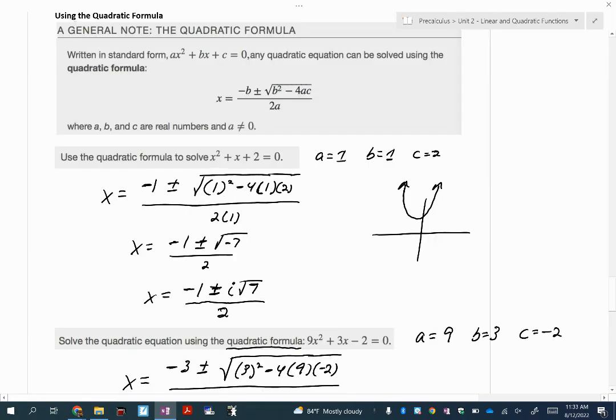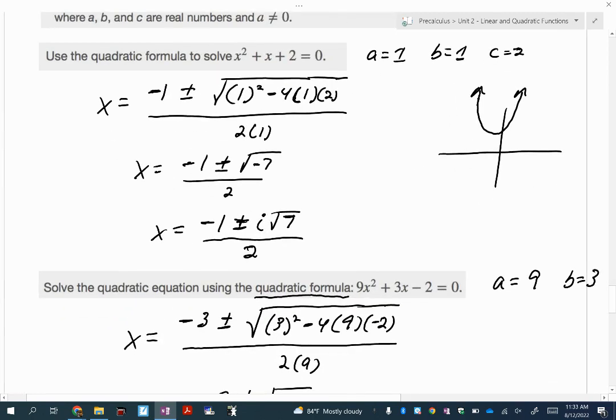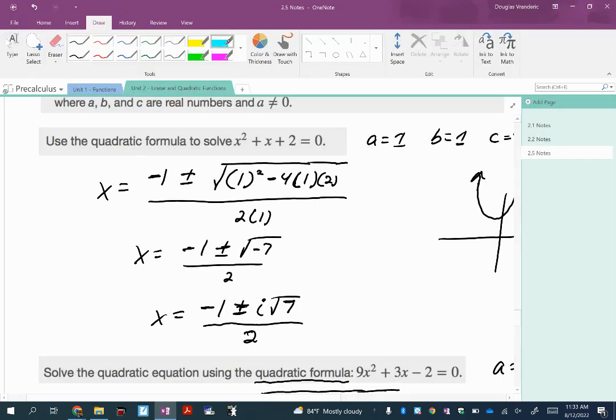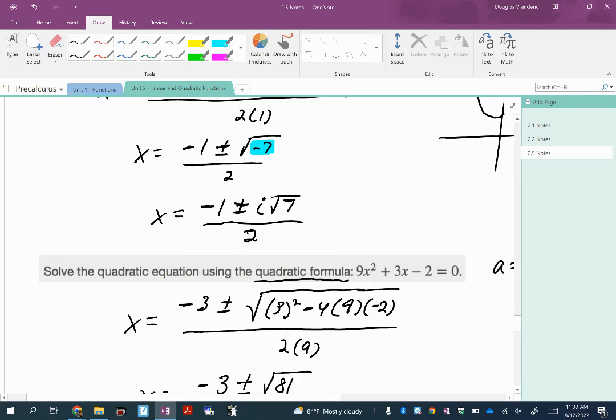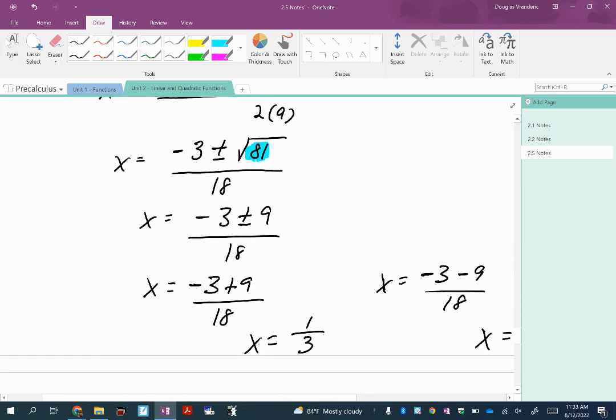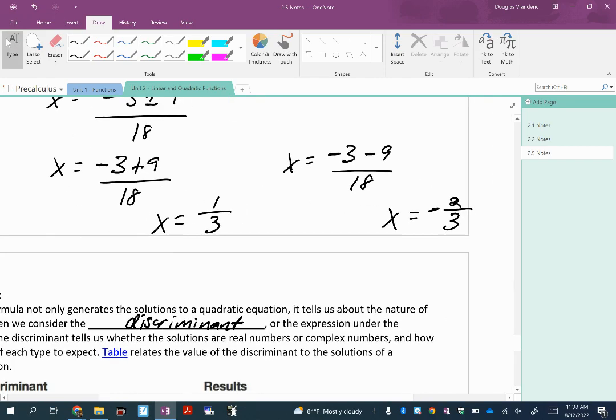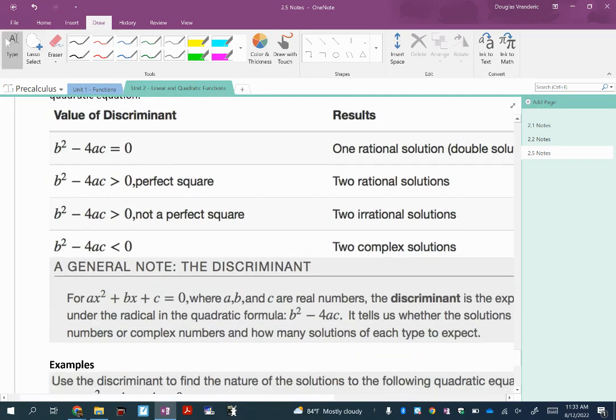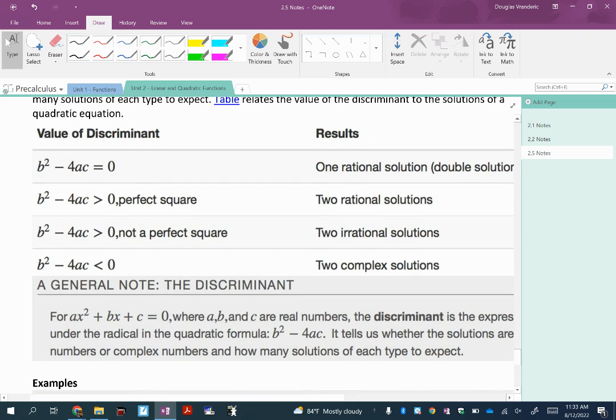So, for example, this first one here that we did, -7, I'll go ahead and highlight them. -7, because that's a negative number as my b squared minus 4ac, the discriminant is negative. I have two complex solutions. This one was a perfect square that's underneath there. So that means I'm going to have two rational solutions. And notice 1/3 and negative 2/3 are rational. That was the last one and the second one.